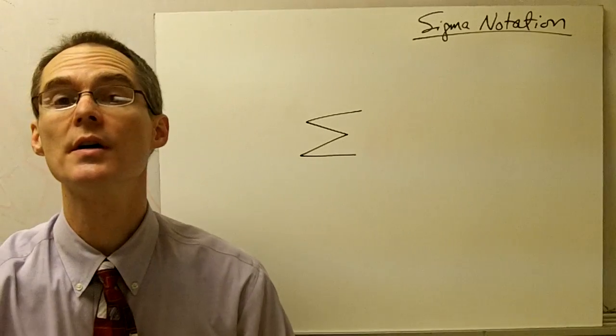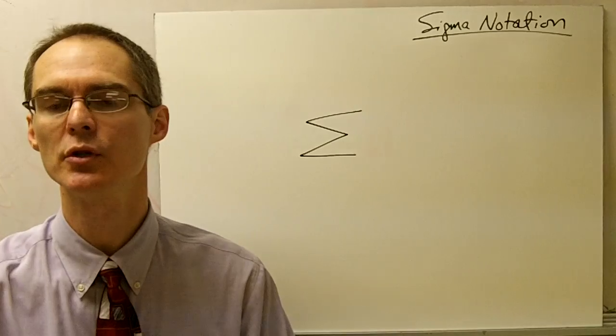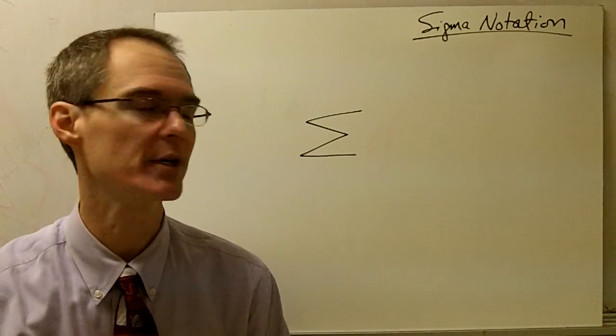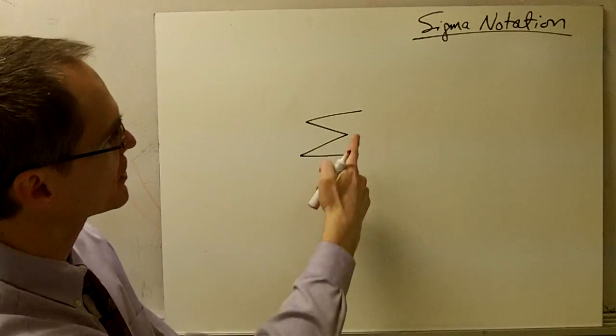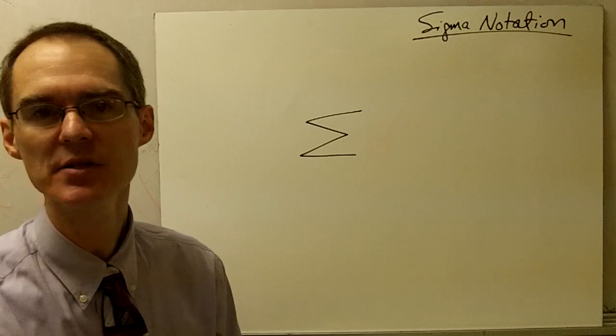Okay, this video is on sigma notation. Now, sigma notation is a particular kind of notation that we use when we want to add up a whole bunch of different terms, like we might do in a series. And sigma notation starts out with this big uppercase sigma, and then there's some other pieces to the notation.